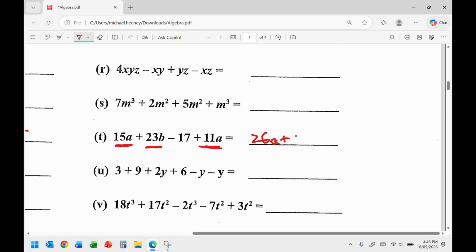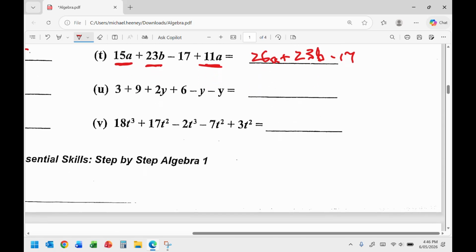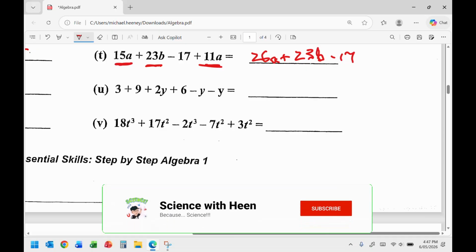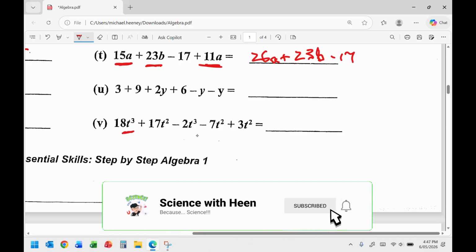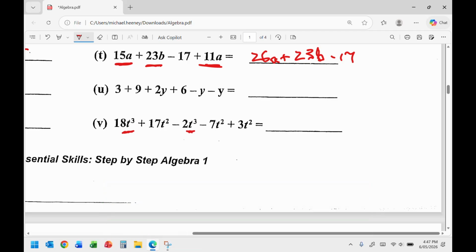23b. Yes, that's what we're doing. Still minus 17. Nothing else to mix up with the 17, so there we go. We'll do one more. This last one, we'll look at v. We have 18t cubed. Right, where else do we have t cubed? It's there, and that's the only place that it appears. So we had 18t cubed. We're taking away 2 of them. We're going to be left with 16t cubed.